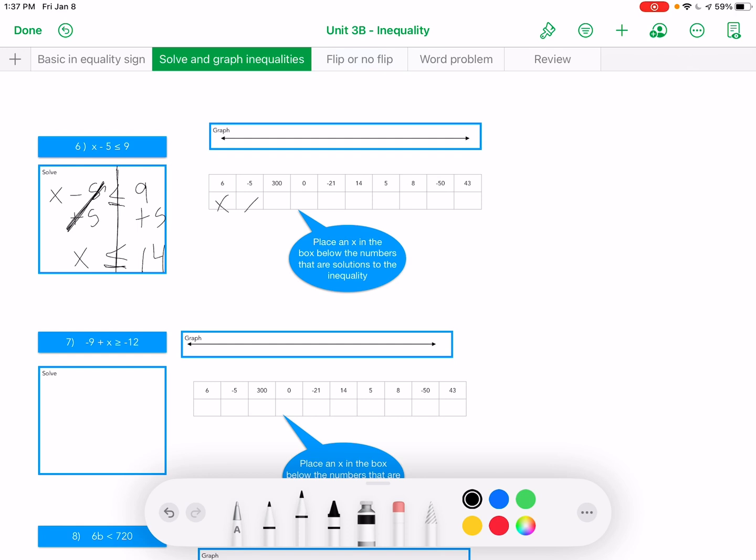Good. This includes 14, so we're going to shade in our circle. It is 14. The arrow is pointing to the left, so I'm going to draw my arrow to the left.